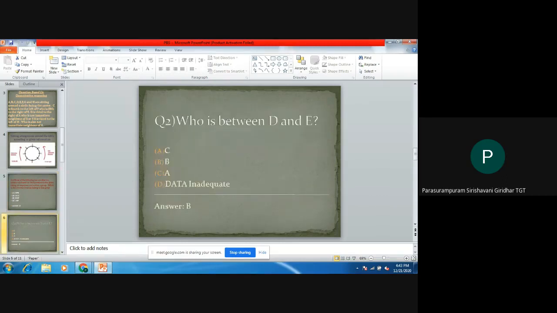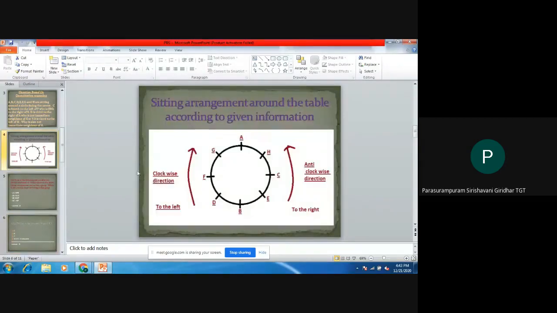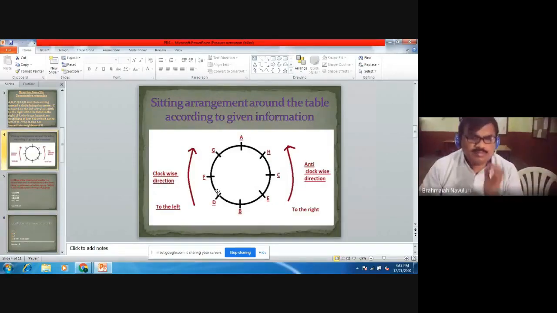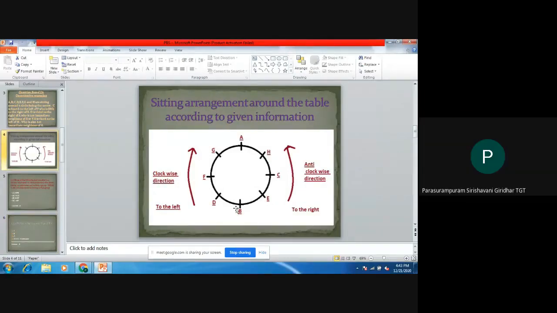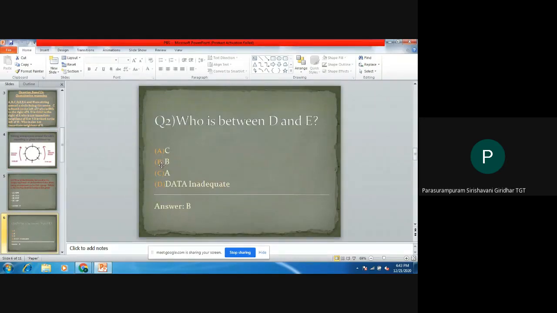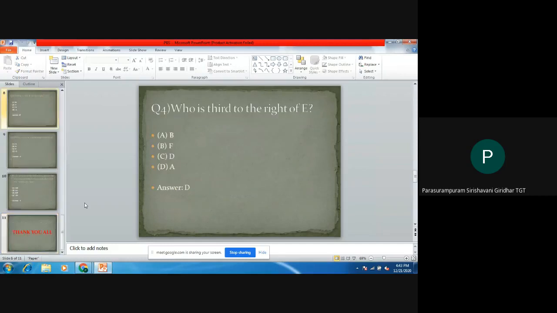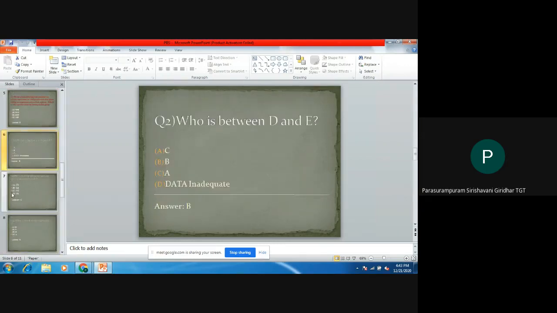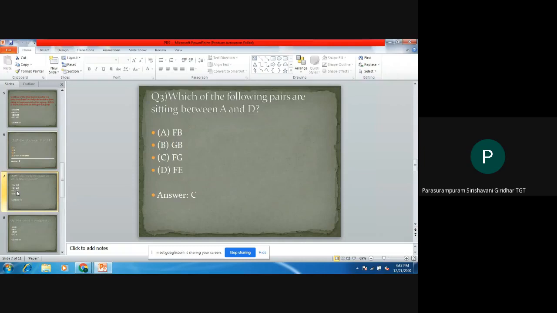It is, who is between D and E? This is a very small question. So if you look into the figure, between D and E, B is there. So the option for this is B, this is the correct answer. This is a small question. Second is over. Now the third question.